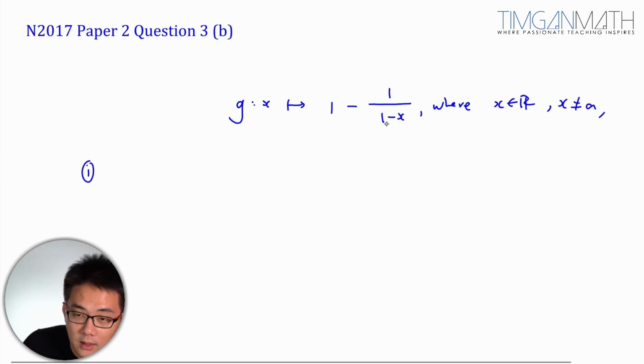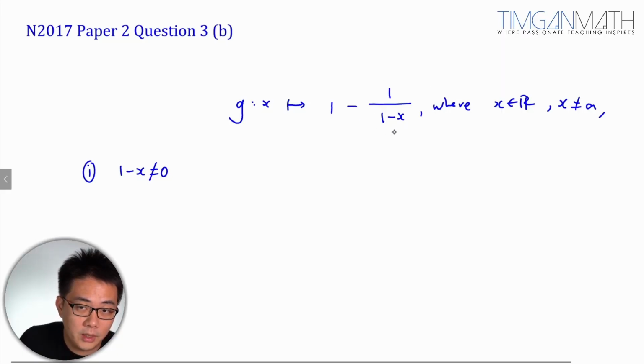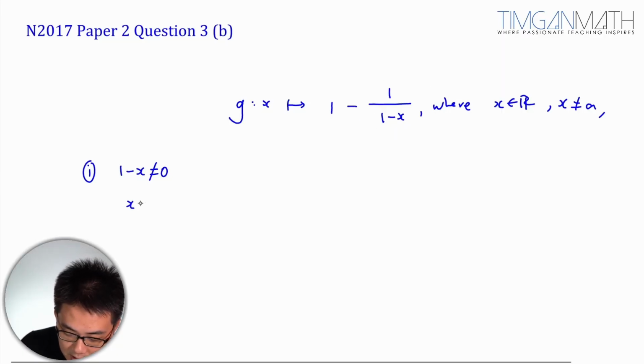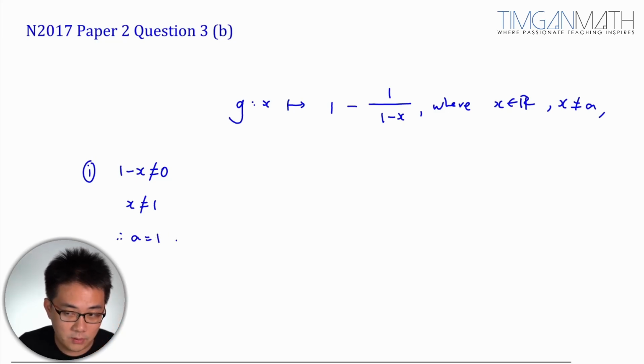Actually, you can tell that 1 minus x cannot be 0, right? Because the denominator cannot be 0, it will render the whole expression undefined. So here x is not equal to 1, so hence a is equal to 1. Okay, so the next thing is, explain why this value has to be excluded.